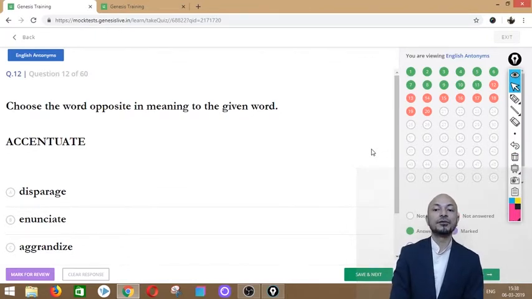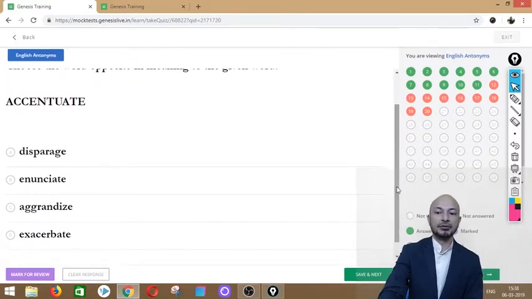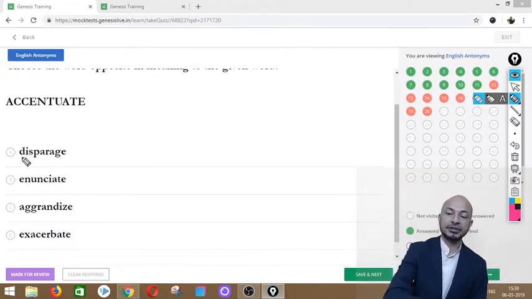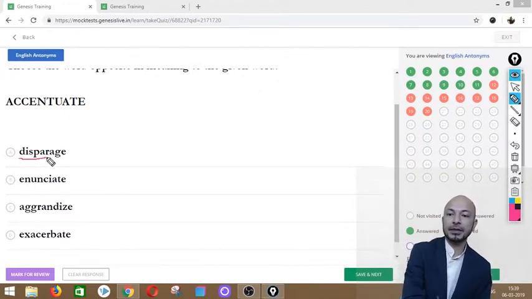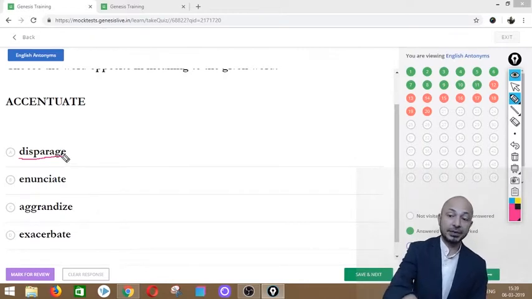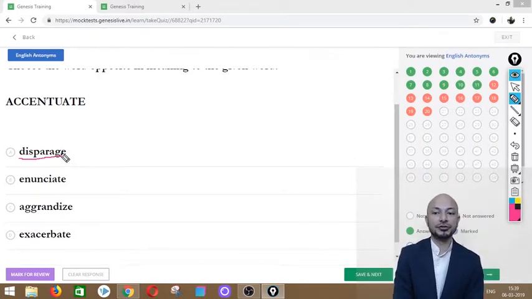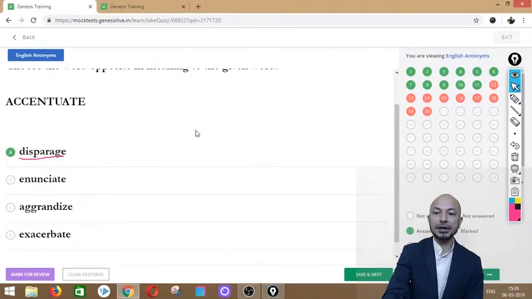So coming to question number 12, the word is accentuate, and the options given are disparage, enunciate, aggrandize, and exacerbate. And the correct option for us is option A, which says disparage. Accentuate means placing a lot of importance on something, making something very important. And disparage, on the other hand, is making something less important, belittling something. It's exactly the opposite. So we click option A.